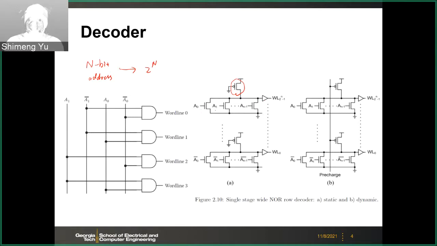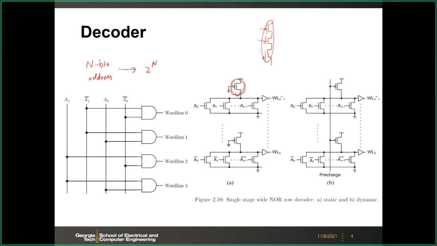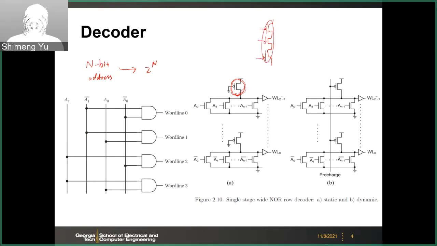So this is a static logic, but in this case you will consume static leakage, since you don't do the full PMOS network. If you do the full CMOS logic, you have a PMOS pull-up network like this, right?